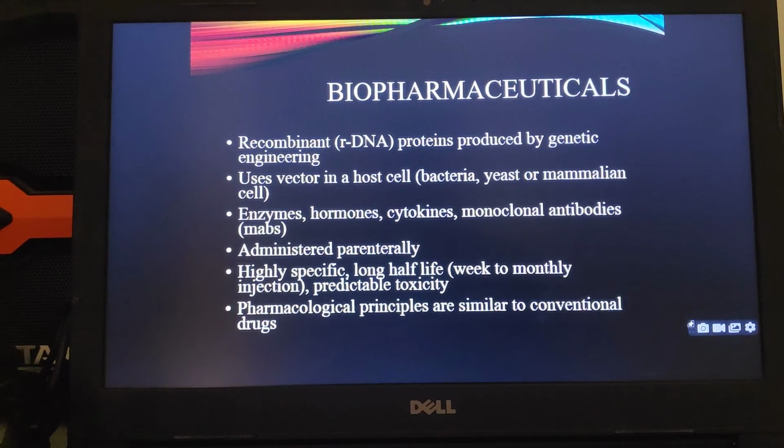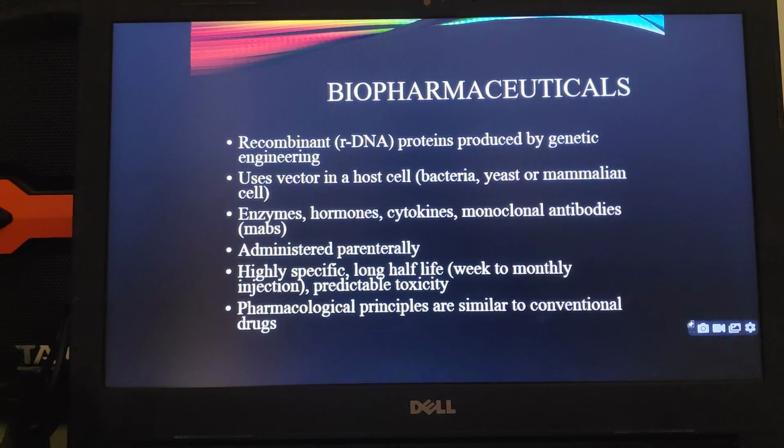Now, when we talk about pharmacology, there is significant development in the field of biopharmaceuticals. People call it drugs by genetic engineering. They are proteins manufactured by recombinant DNA technology using a vector in a host cell. These host cells can be bacteria, yeast, or mammalian cells. And these drugs are very specific.